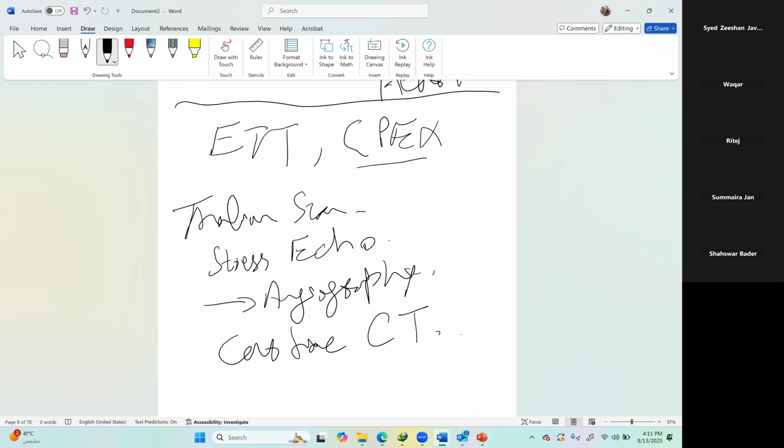Whenever you are evaluating, you should know what the next step is. You find something in the ECG, what is the next step? You will go for an exercise tolerance test or thallium scan, or, according to the scenario, if the patient cannot go for physical stress, you have to do pharmacological stress. If you find perfusion defects on thallium scan, then you have to go for angiography or cardiac CT.